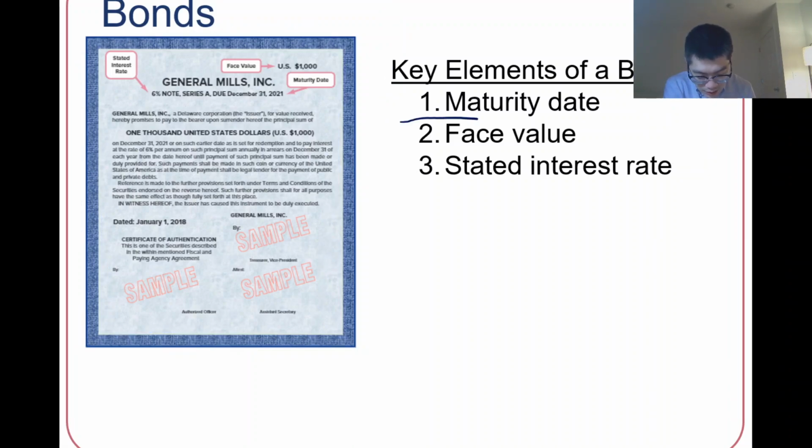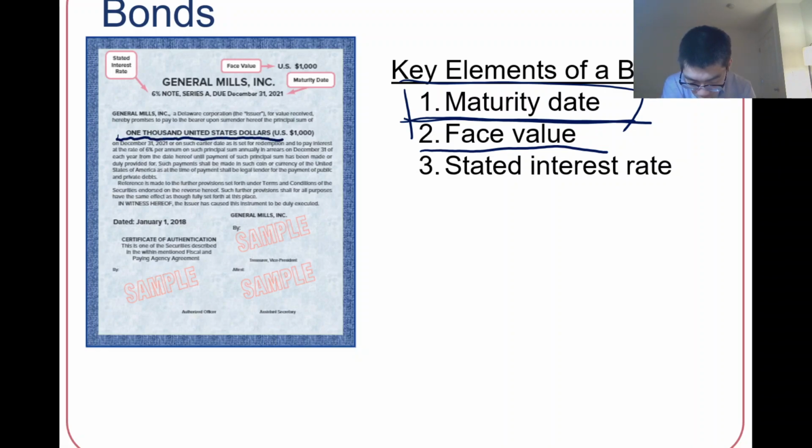There are three key elements on any bond. One is the maturity date, that is when the bond becomes mature, and the issuer will pay off the principal and the residual interest. Next is the face value, which is how much they are borrowing from one bond sheet. For example, here it is 1,000 United States dollars. That is the face value, which is also the principal. And then the stated interest rate.